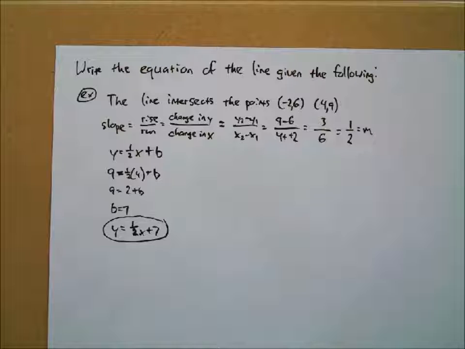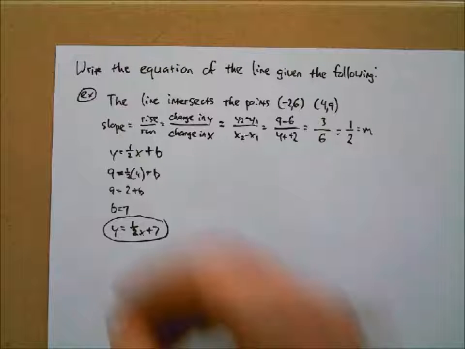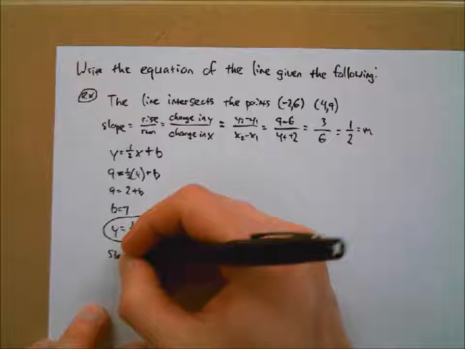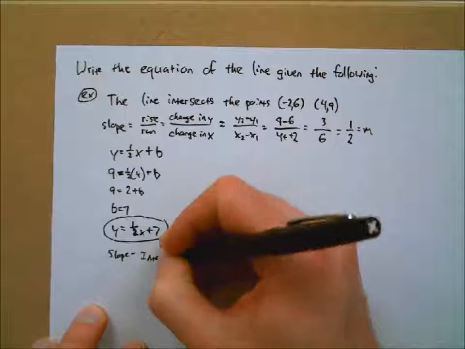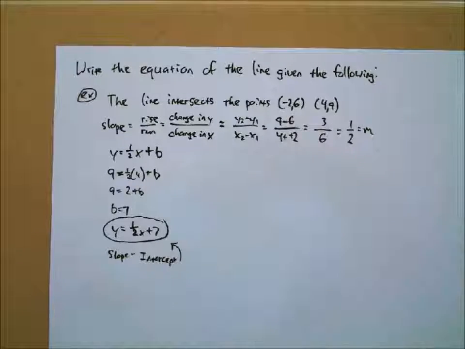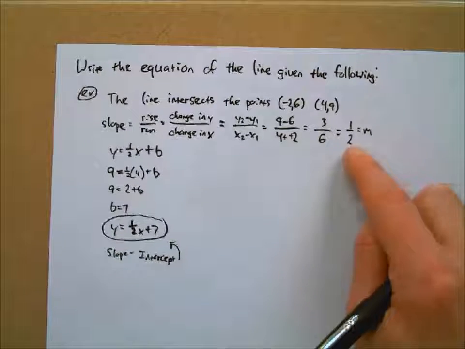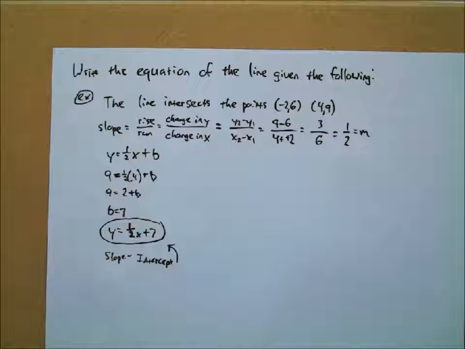Now, that's slope-intercept form, right? Let me just show you. Point-slope form, we were done right here. We don't need to find the y-intercept because point-slope form requires that you have a point.